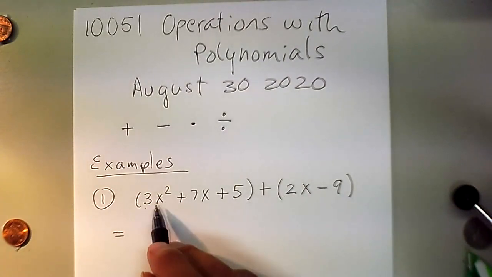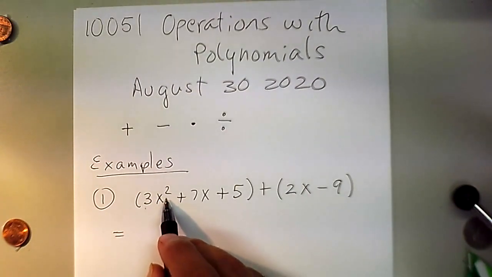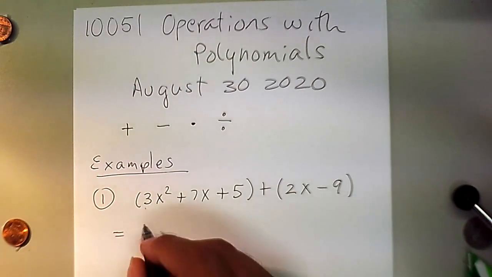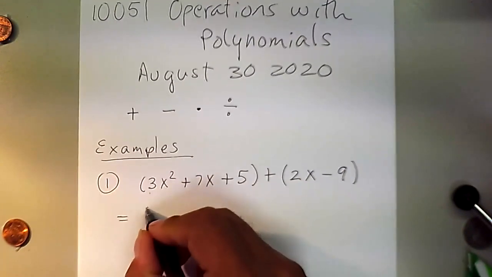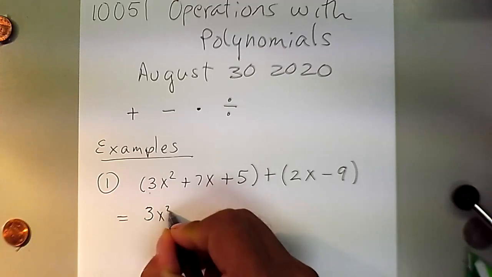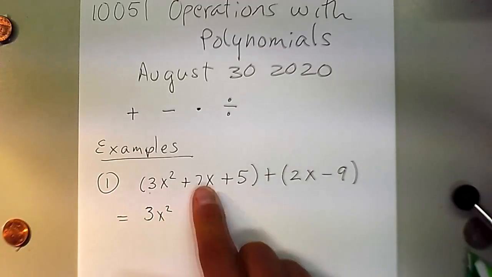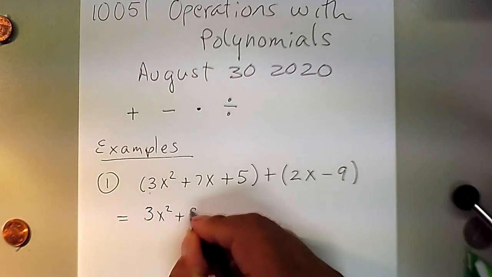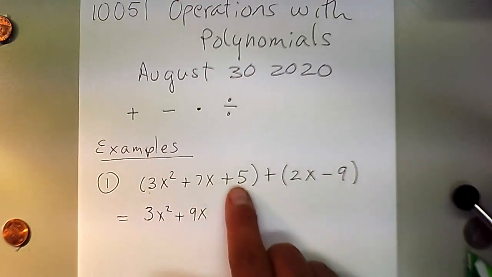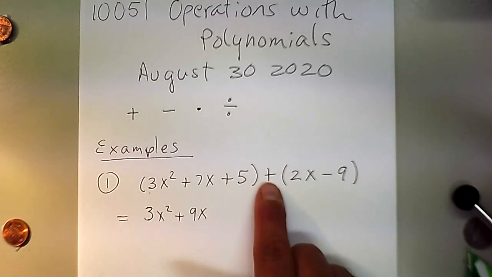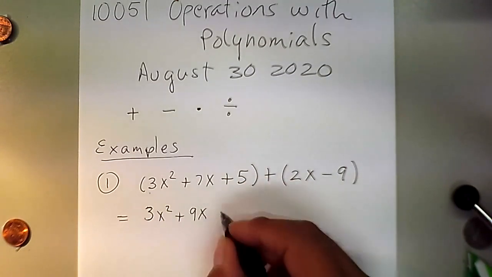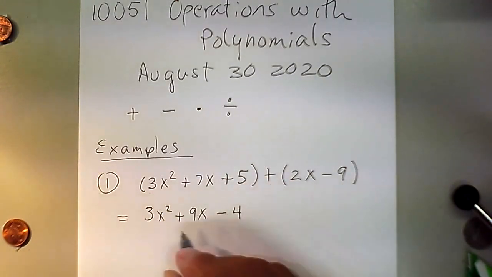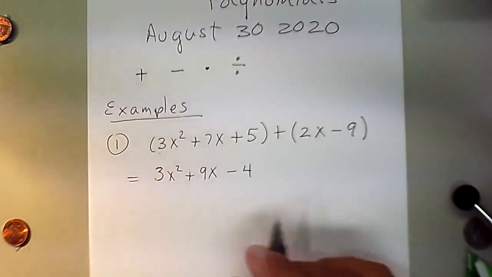So there's only an x squared in this polynomial. There's no x squared here. So when we add them together, we end up with, of course, just 3x squared initially. There are 7x's here, and we're going to add 2x's. So that is going to make up 9x's. And then there is 5 plus negative 9. So that means we're going to end up with minus 4. And that's it. That's how we add two polynomials.